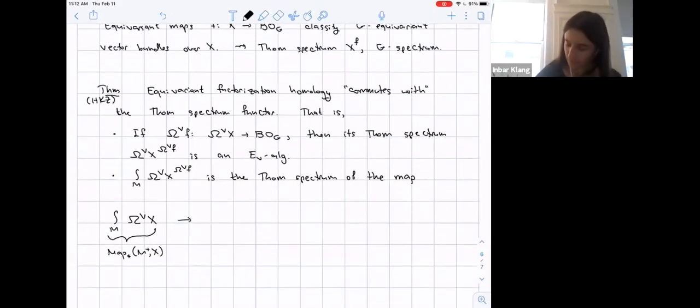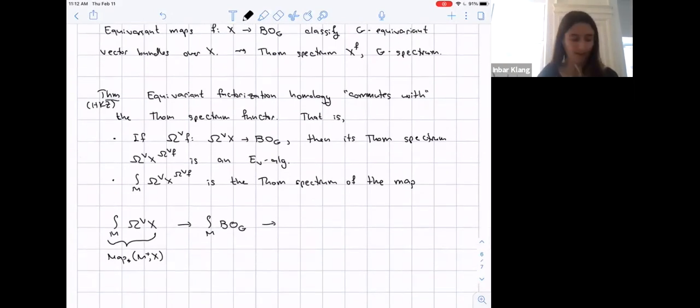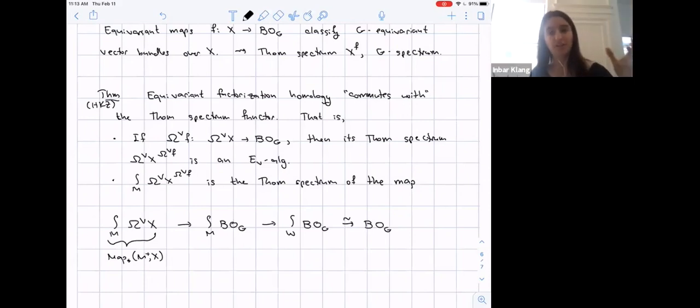All right, we can use functoriality to map this to the factorization homology with coefficients in BO. And then we can sort of embed M in some large dimensional representation. And this is then going to be equivalent to BO itself. So there's a question in the chat, when is the equivariant factorization homology equivalent to the non-equivariant factorization homology? So if you forget the G action, it is equivalent to the non-equivariant factorization homology.